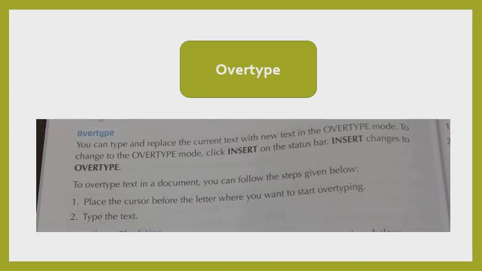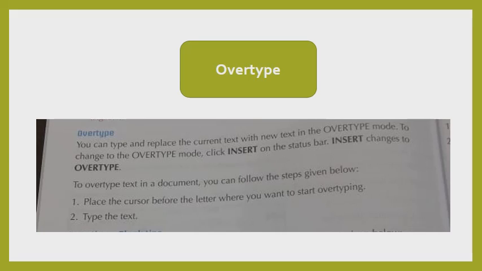And on page 72, you have your overtype option as well. What is overtype? You can type and replace the current text with the new text in the overtype mode. To change to the overtype mode, what you have to do is click insert on the status bar. Insert changes to overtype.